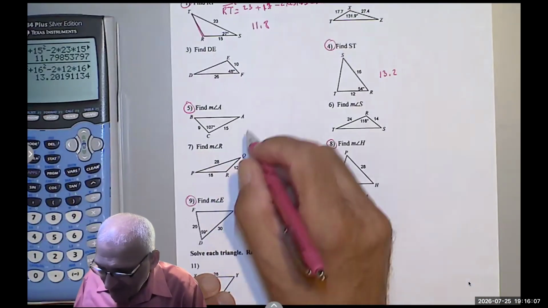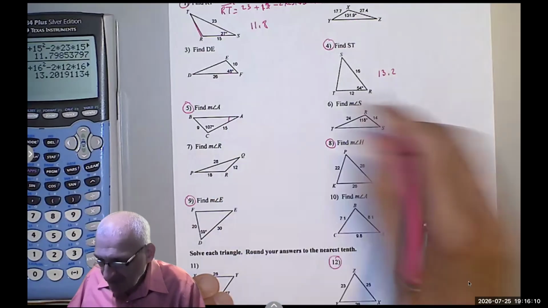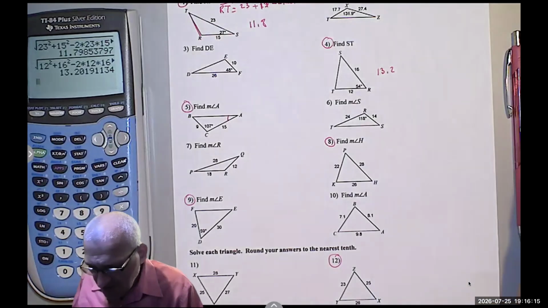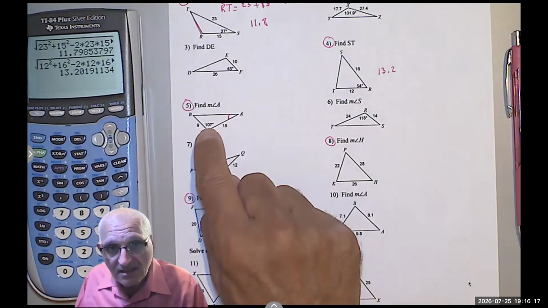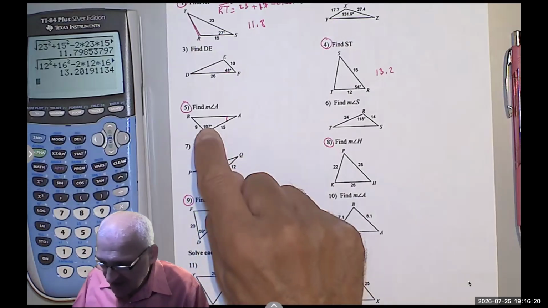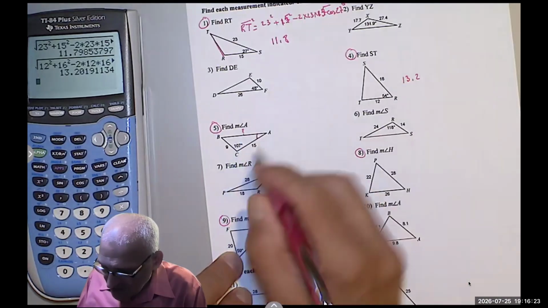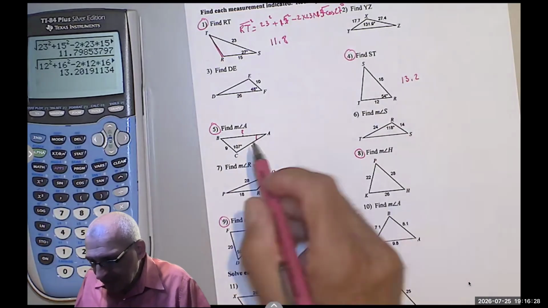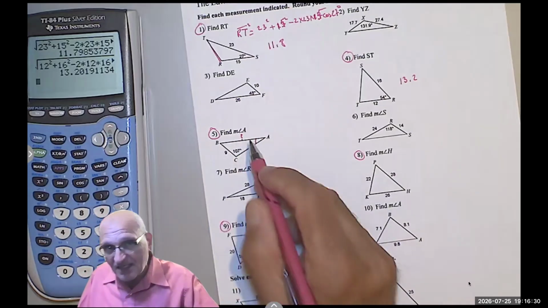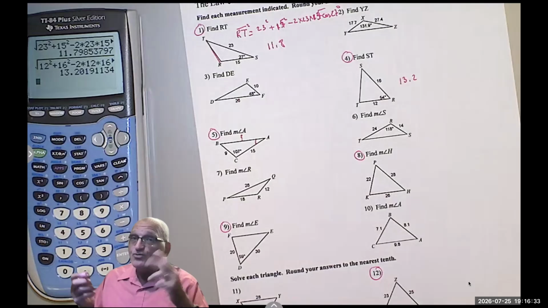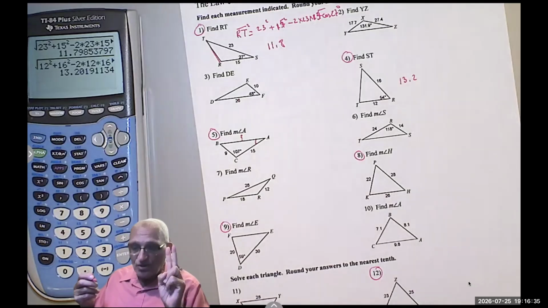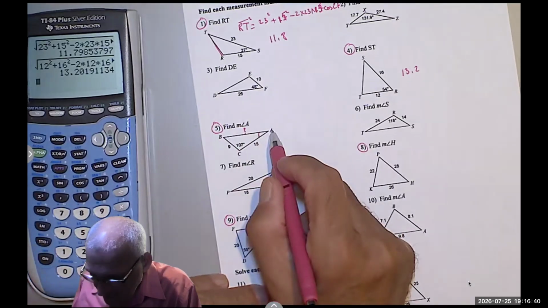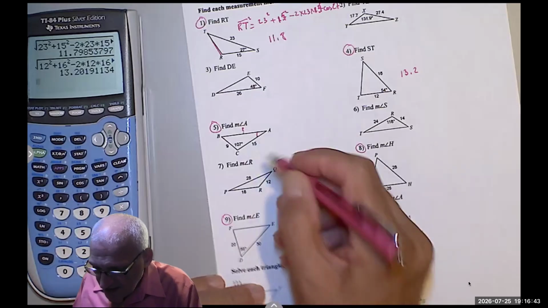Find the measure of angle A. I think in this case I would use the law of sines, right? Because I know another angle. But the problem is here, I don't know this side, so I cannot say sine 107 over AB because I don't know AB. So maybe I start by finding AB. Sometimes we need both the law of sines as well as the law of cosines. So I will use the law of cosines to find AB and then use the law of sines to find angle A.